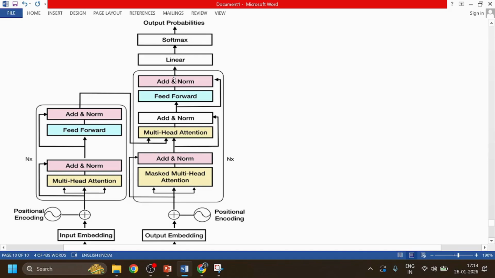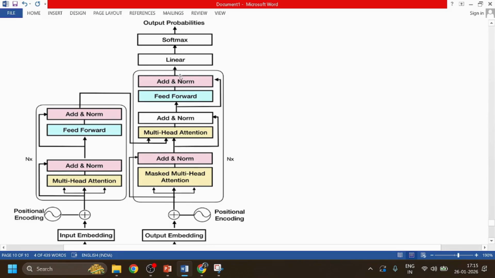After all the attention and processing, the decoder outputs vectors. These vectors are not words. The linear layer maps them to vocabulary size. Softmax converts this into probabilities.